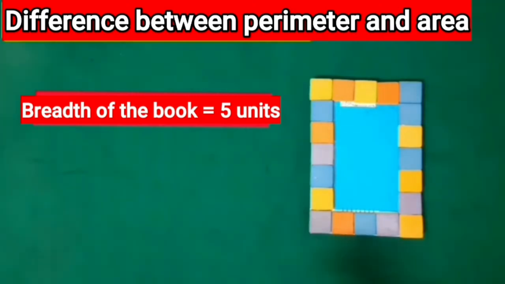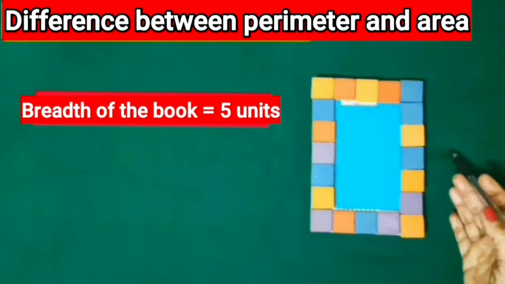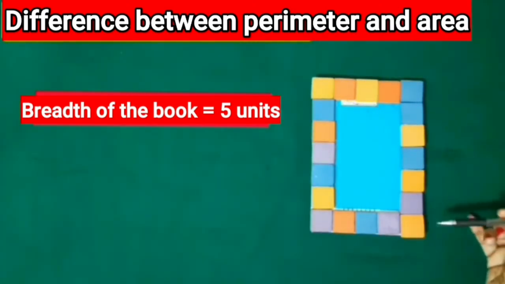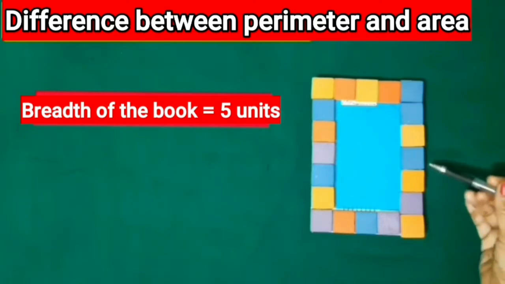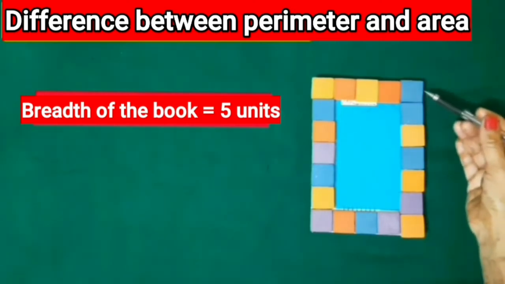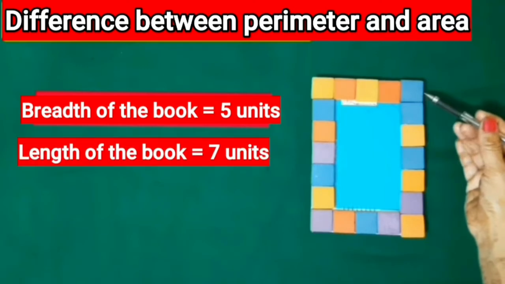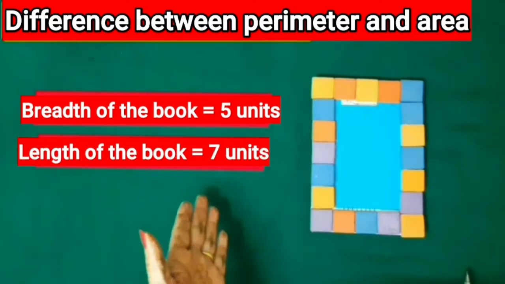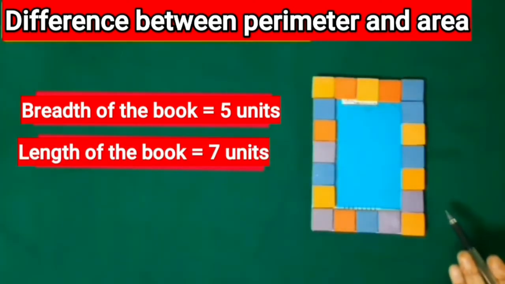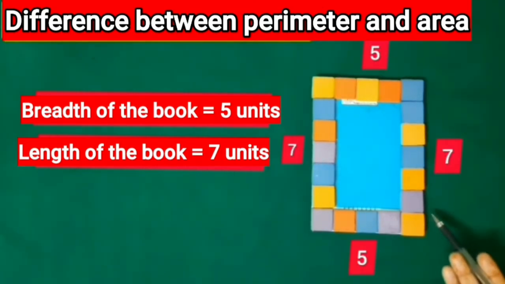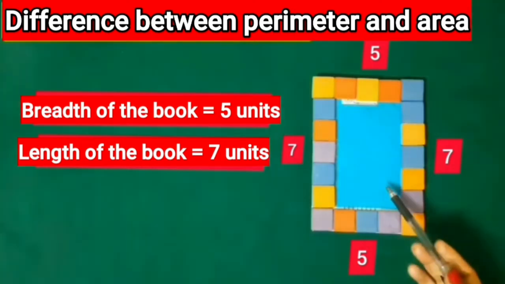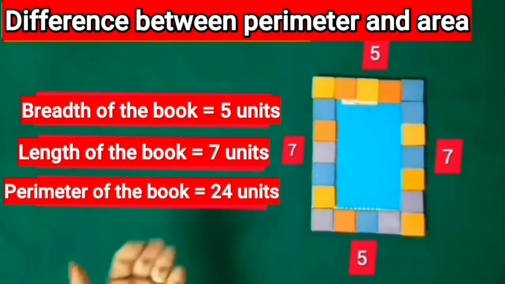Now we will count the squares to find the length of this book. 1, 2, 3, 4, 5, 6 and 7. So the length of this book is 7 units. Now we have learned that the perimeter of a closed figure is the sum of all its sides. So what will be the perimeter of the book? Yes, it will be 24 units.